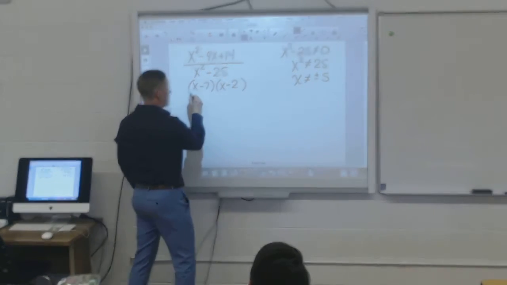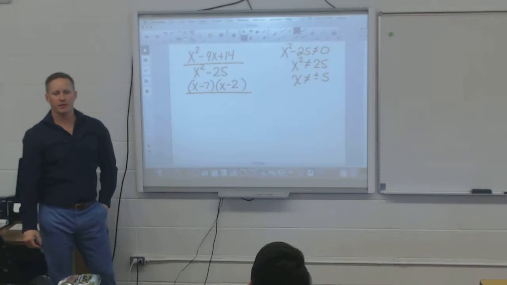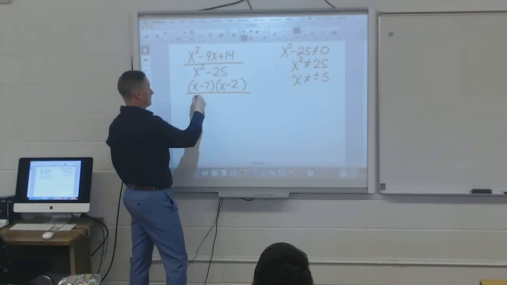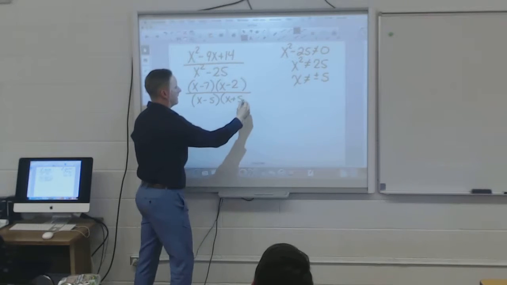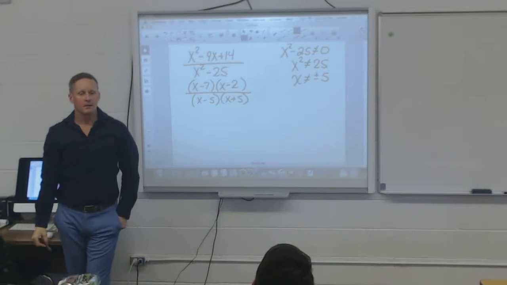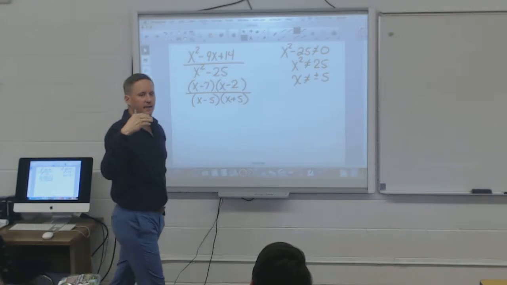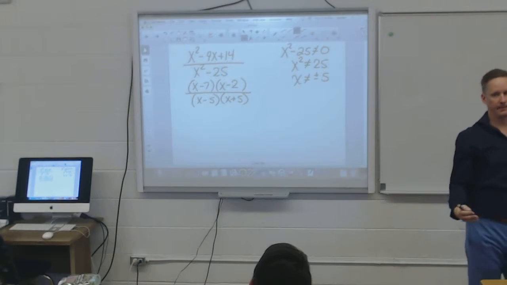Okay? And on the bottom, what is x squared minus 25? When I factor it, what do I get? That's right. Very good. I get that. Okay? Why? Difference of squares. Perfect square subtract perfect square. You have to recognize that at all costs. You must see that. Okay?